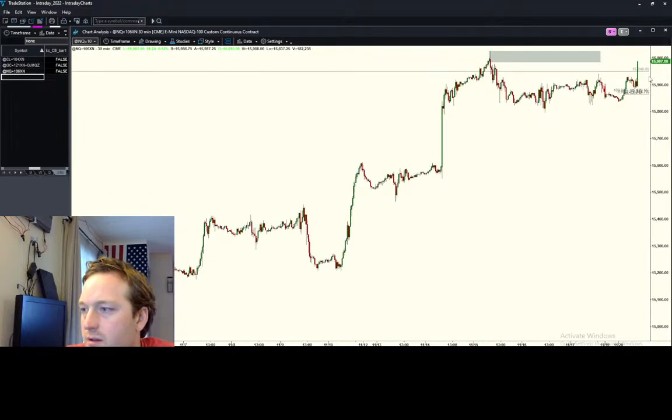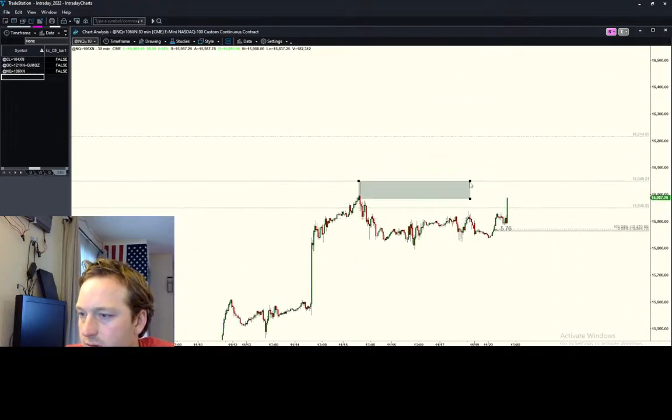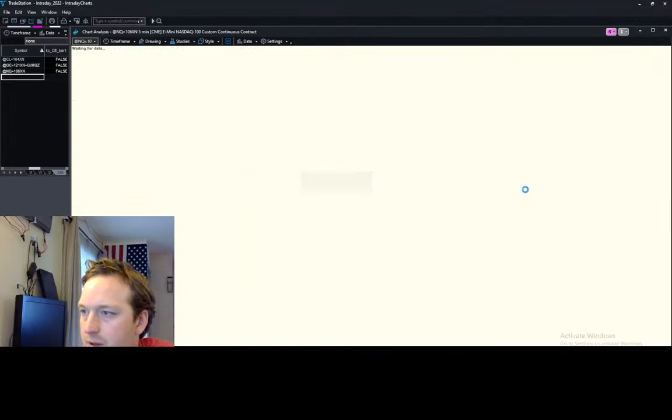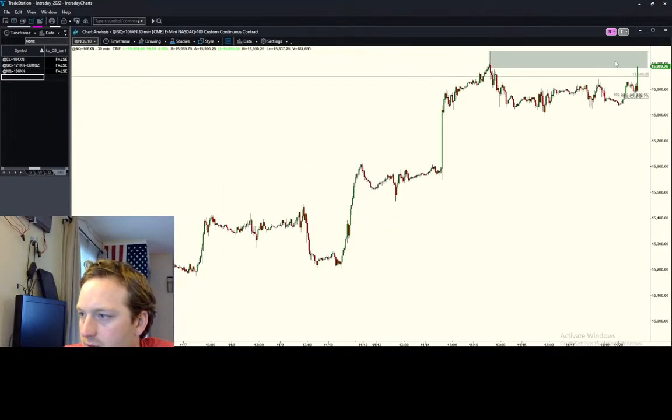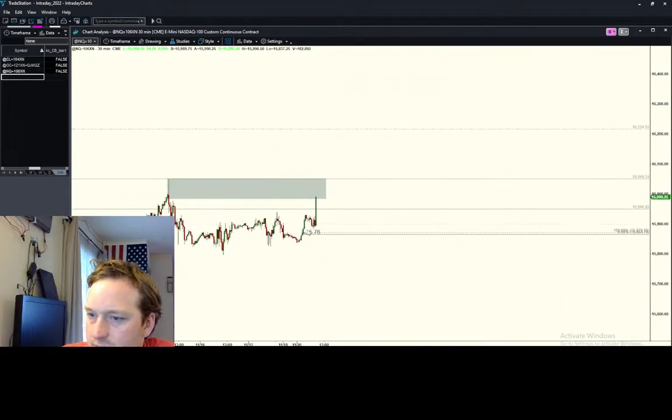This is coming up into this region that I have plotted out. That's bearish territory. It's into bearish territory at this point.